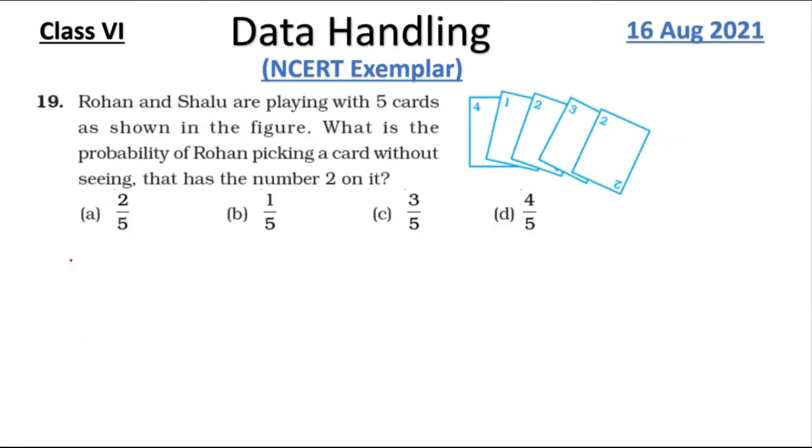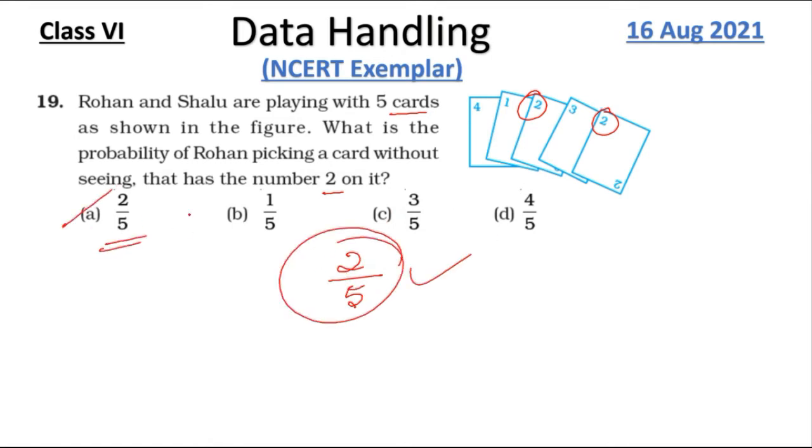Question 19. Rohan and Shalu are playing with 5 cards as shown in the figure. What is the probability of Rohan picking a card without seeing that has a number 2 on it? Observe 2 is present in 2 of the cards. So 2 of the cards out of 5 cards. So the probability is 2 by 5.